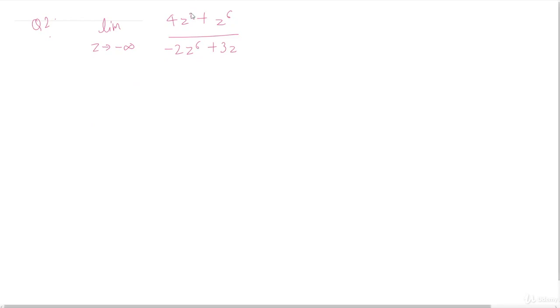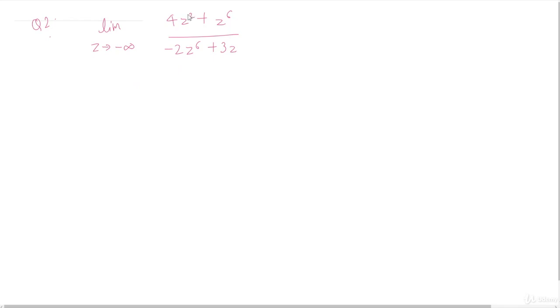So the question is, limit x approaches minus infinity. Well, let's say this time we take another variable, z, approaches minus infinity, for z square plus z to the power 6 over minus 2z to the power 6 plus 3z, right? So now here also what we will do, we need to take out the largest power of the denominator as a factor from both numerator and denominator. Okay, so let's do that.